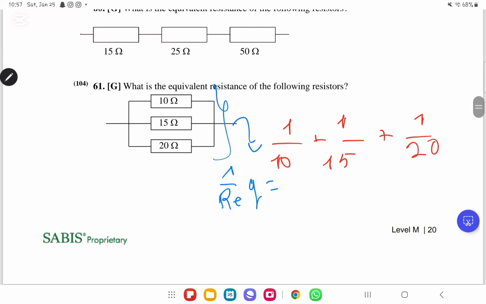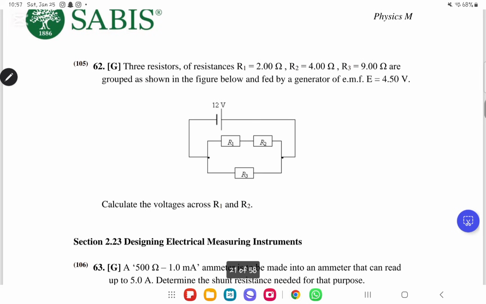Okay, so if you add them all together, you are going to get 1 over 10 plus 1 over 15 plus 1 over 20. You will get an answer of 13 over 60, but this is not what we are looking for. We need to flip it. So then it becomes 60 over 13, which is approximately 4.6 ohms. So this is the equivalent resistance. We move on to question number 62.